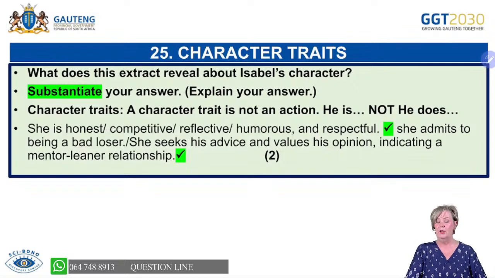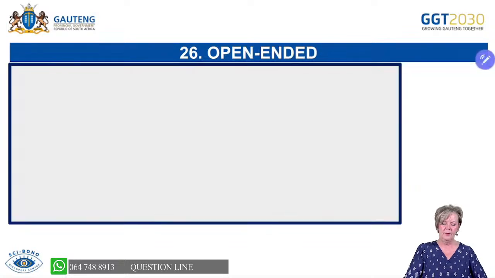She's honest, competitive, reflective, humorous, and respectful. She's funny, but she's also respectful. She apologizes to Mr. M for being late. She admits to being a bad loser. She seeks his advice and values his opinion, indicating a mentor-learner relationship. So she's eager to learn and develop.